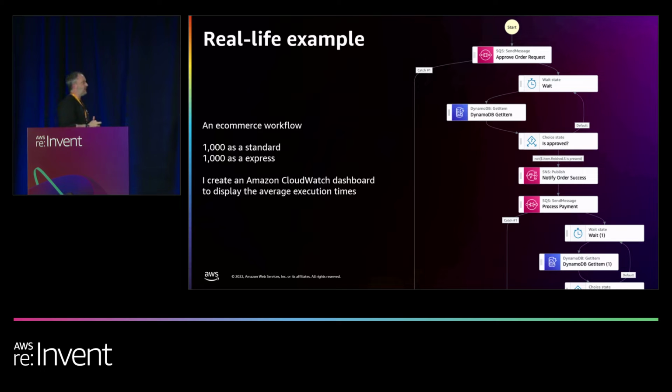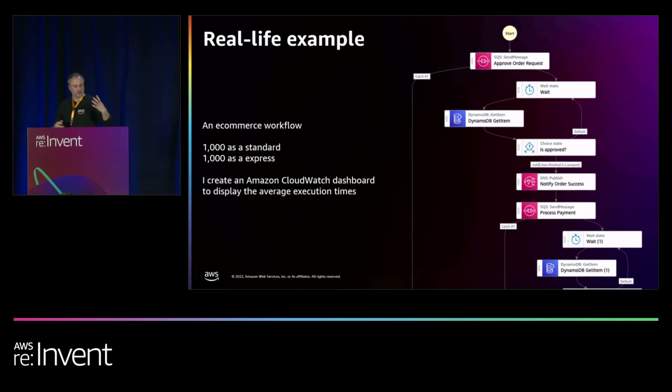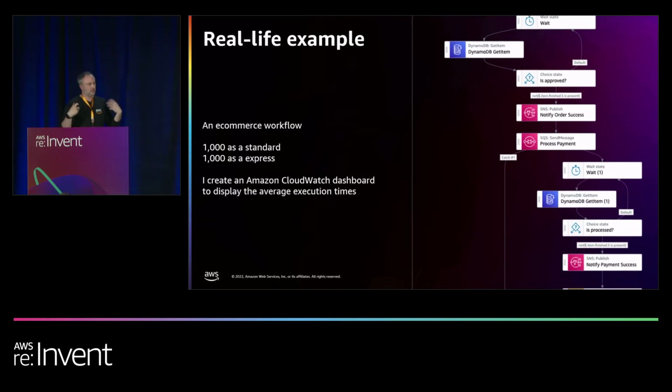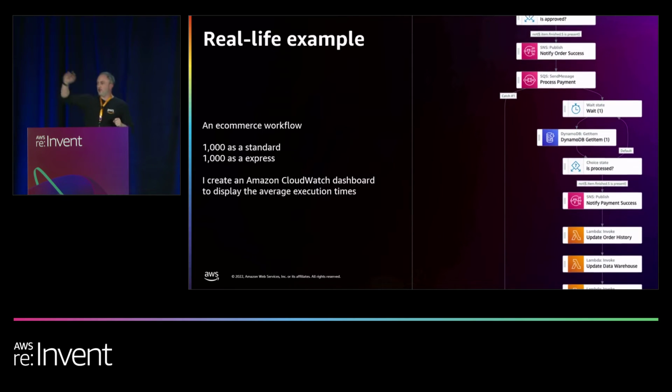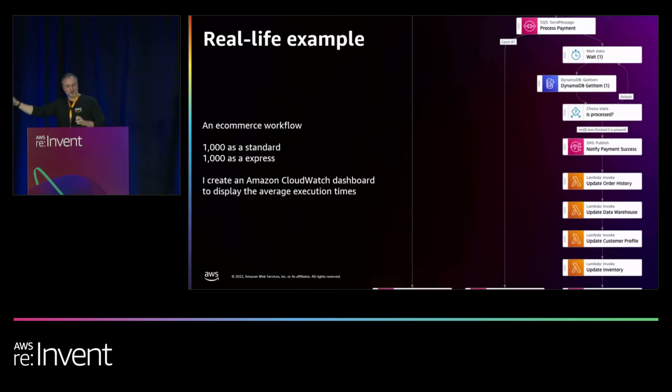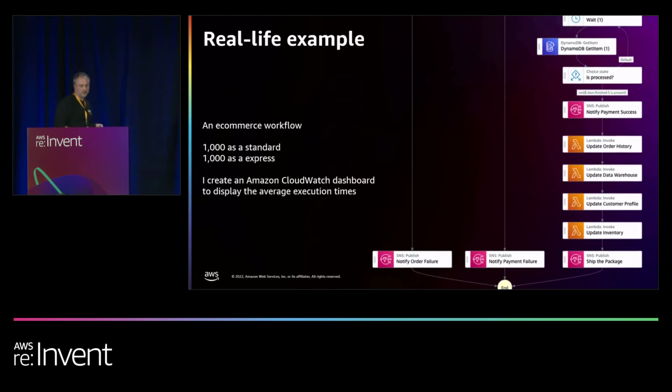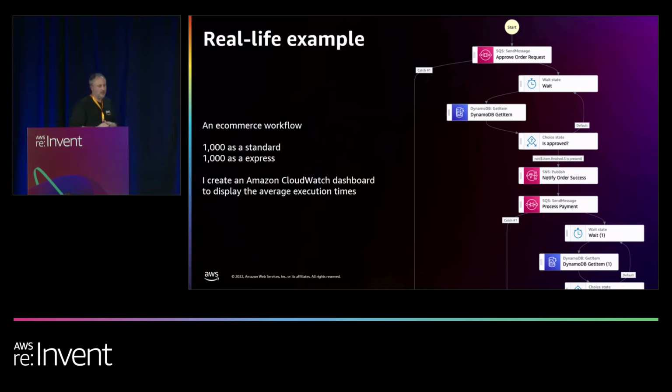And this is a simple implementation of an e-commerce workflow where, let me see if I can get this to scroll. So in this, you do things like approve an order request, you poll a DynamoDB table to check that the request is ready, then you notify that there's a successful order that's about to go out, and then you poll to check that the payment's done, and then there's some Lambda functions that run to update itinerary and warehouse and stuff like that. High-level version of an e-commerce workflow, right?